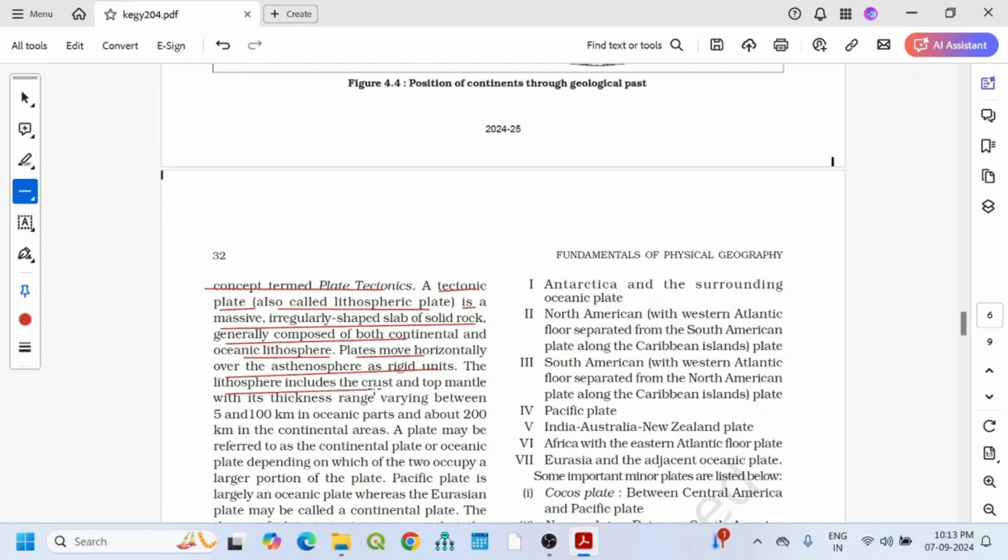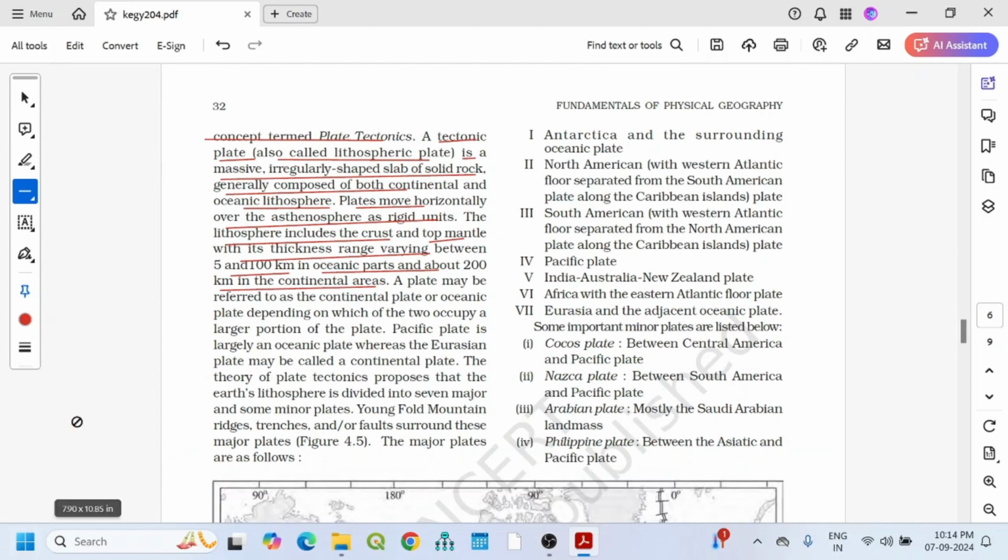The lithosphere includes the crust and top mantle, with its thickness varying between 5 to 100 km in the oceanic parts and about 200 km in the continental areas. A plate may be referred to as a continental plate or oceanic plate depending on which of the two occupies a larger portion of the plate. The Pacific plate is largely an oceanic plate, whereas the Eurasian plate may be called a continental plate.